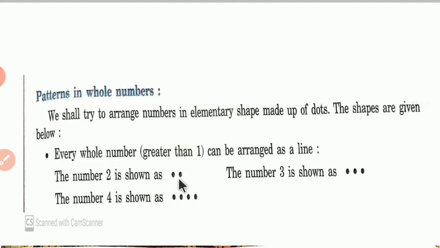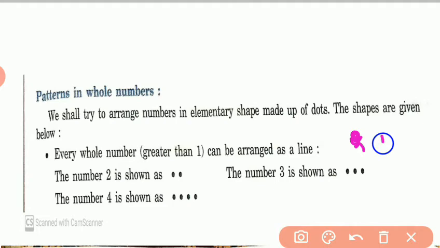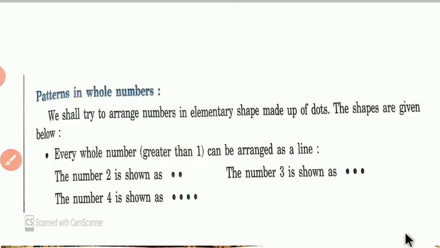If we represent by a single dot, you can see that a single dot is only a small dot, which we cannot say is a line. If we write 2 dots and join them, you will get a line. So a line starts from the number 2, or we can arrange 3, 4, any number in a line.